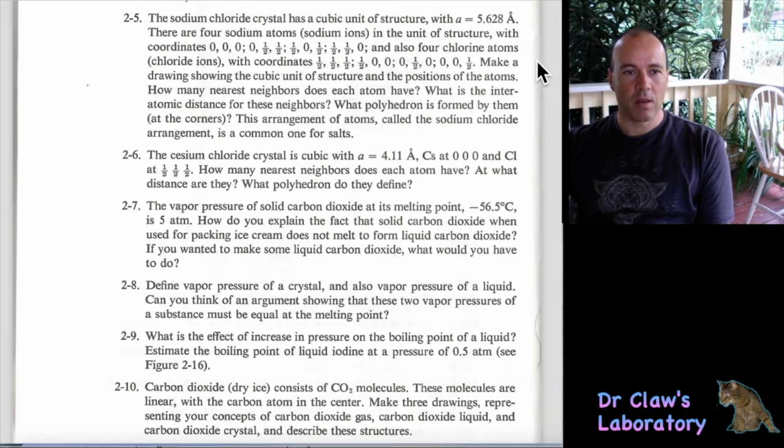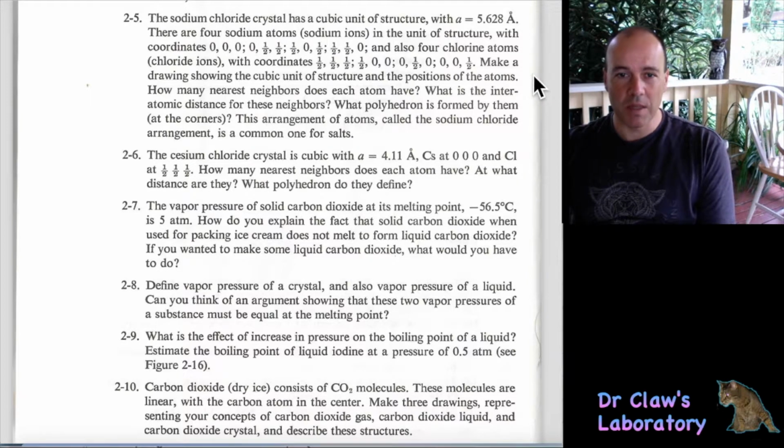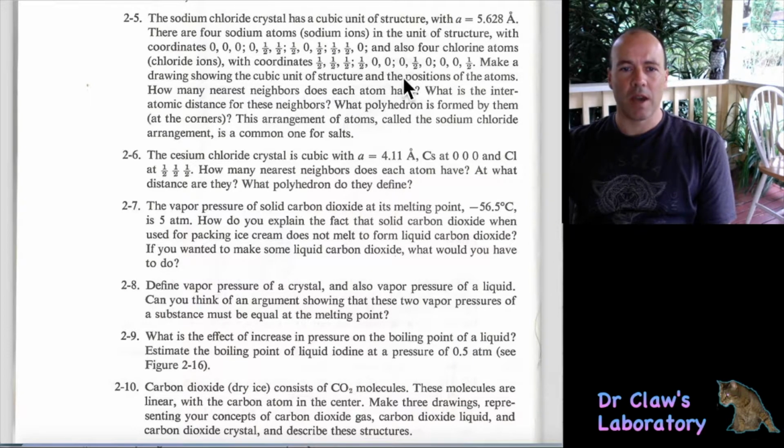Make a drawing showing the cubic unit of structure and the positions of the atoms. How many nearest neighbors does each atom have? What is the interatomic distance for these neighbors? And what polyhedron is formed by them at the corners? So we'll take a closer look at the polyhedron, but we've answered questions like those other ones before. This arrangement of atoms, called the sodium chloride arrangement, is a common one for salts.